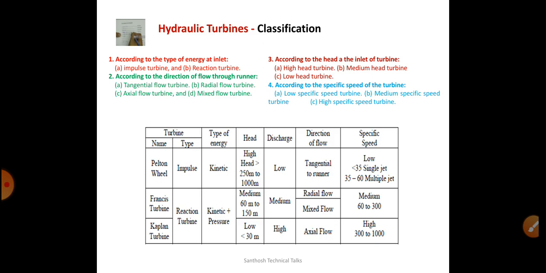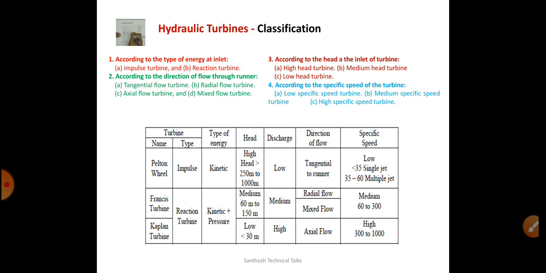Again, the types of turbine according to the type of energy used are impulse and reaction. According to the direction of flow through the runner, the impulse turbines use tangential flow, and the rest of the flows are used in reaction turbines. The radial flow turbine, axial flow turbine, and mixed flow turbine are derived from the reaction turbine.